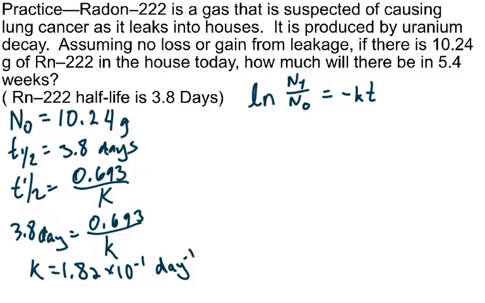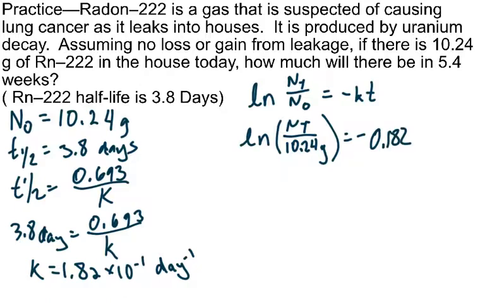So then we know our natural log of Nt, which is what we're looking for, over our initial amount, 10.24 grams, is equal to negative 0.182 times our time, 5.4 weeks. 5.4 weeks times 7 days in 1 week gets me 37.8 days.